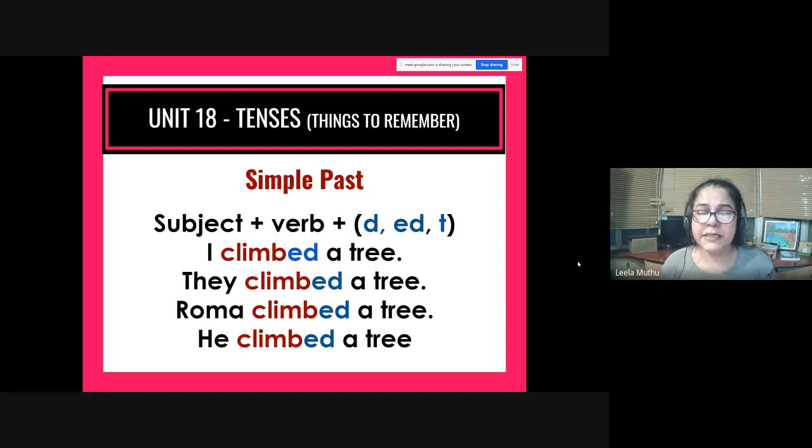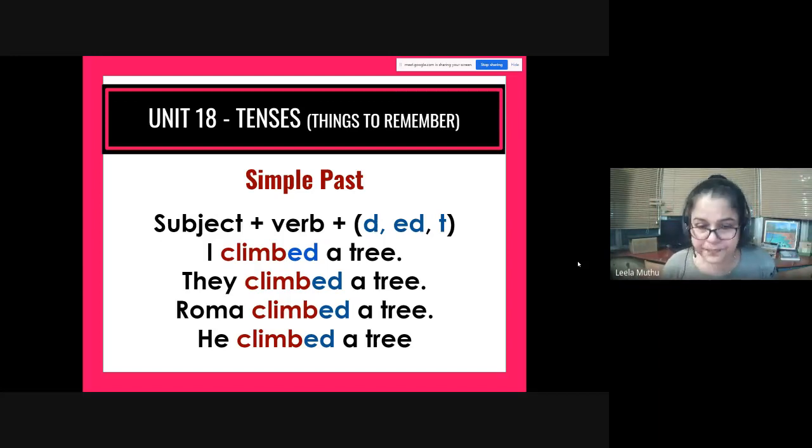So simple past will be the subject plus the verb, and in the simple past, if it's a weak verb, you know that you have to add ed, d, or t to change it into the past tense. So subject plus verb plus the suffixes which you add to change it into the past tense. So you have I climbed a tree, they climbed a tree, he, she, or it climbed a tree, we climbed a tree, you all climbed a tree. So you see, when it is in the past tense, no matter what the subject is, nothing changes.